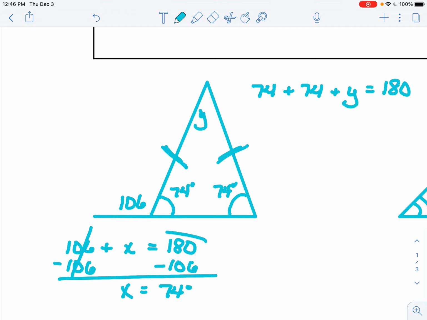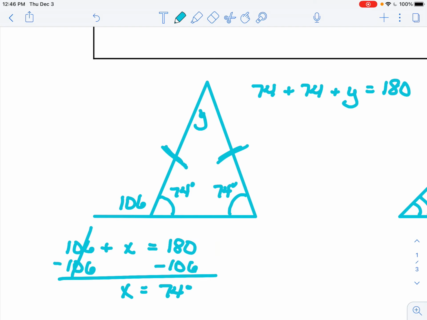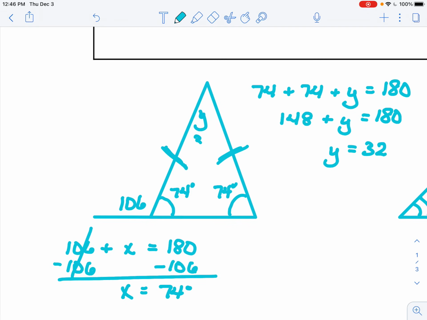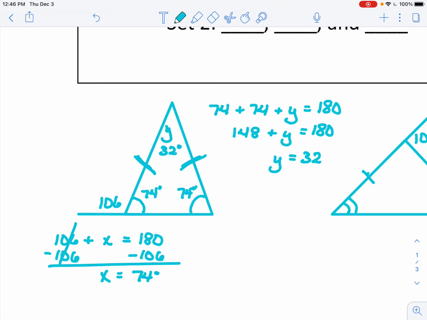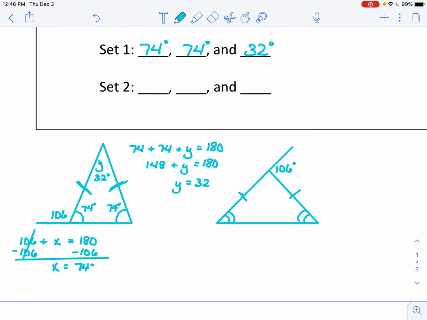So not only do linear pairs make 180, but angles in a triangle make 180. So I'm going to add the 2 74s and subtract it from 180 degrees. So one possible set is the triangle's inside angles were 74, 74, and 32. However, that's just one possible scenario.